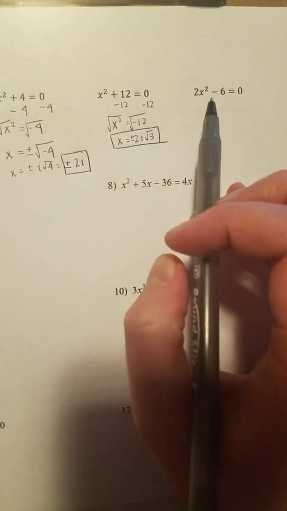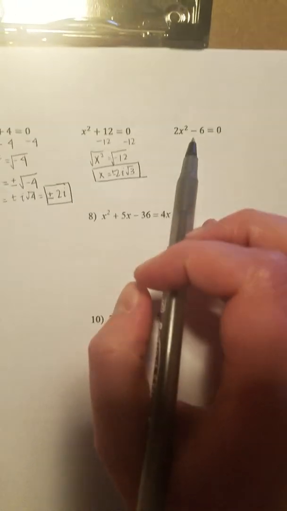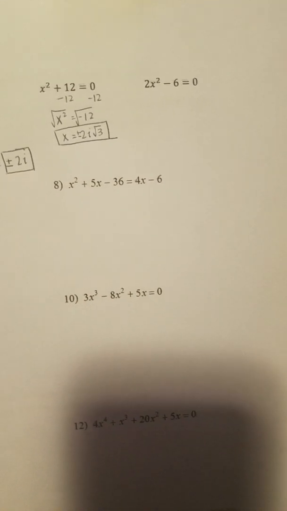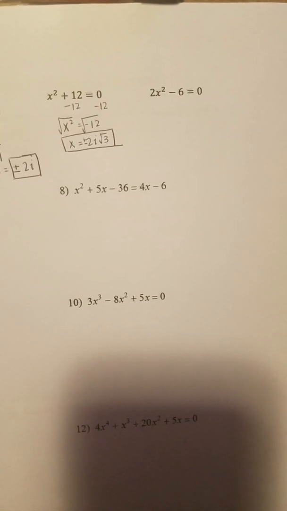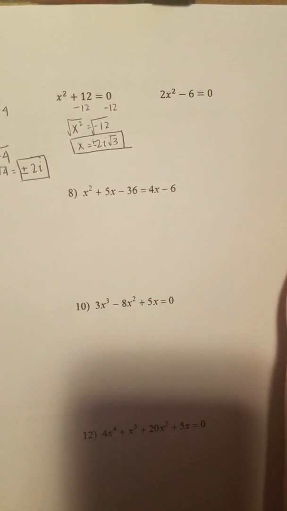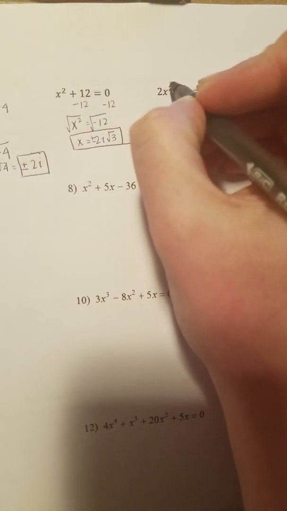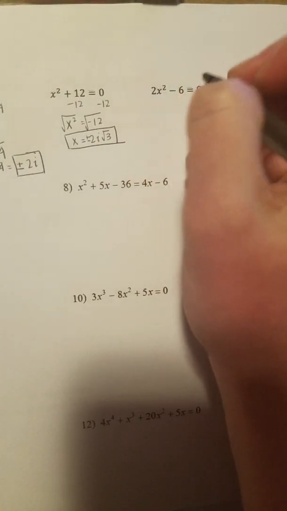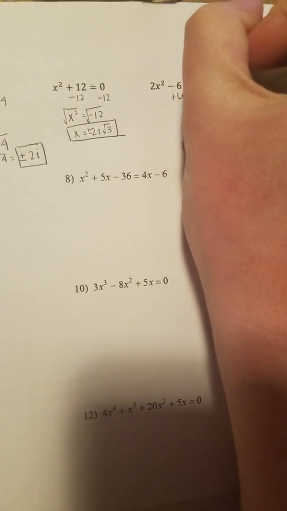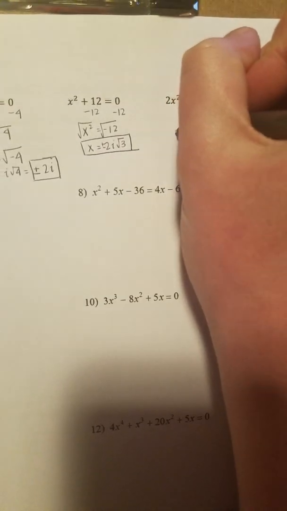Next, we have 2x squared minus 6 equals 0. This one's a little different. It's a little trickier, so we're going to go over it together. The first step, we're still looking to just get the x squared by itself. So our first step is going to be to add 6 to both sides.